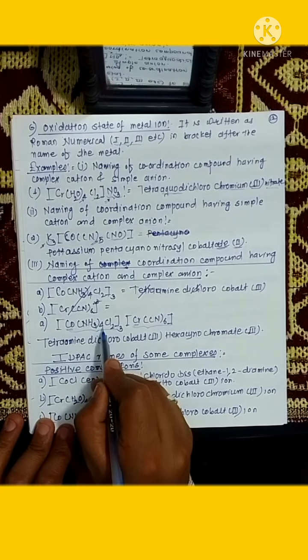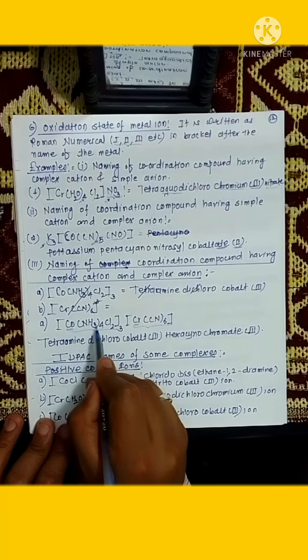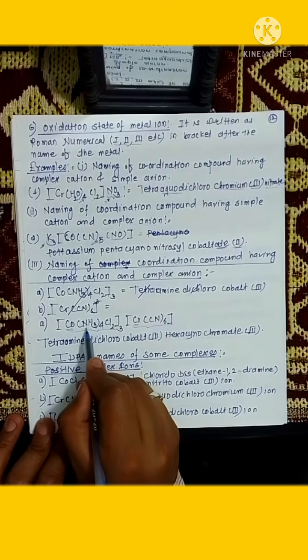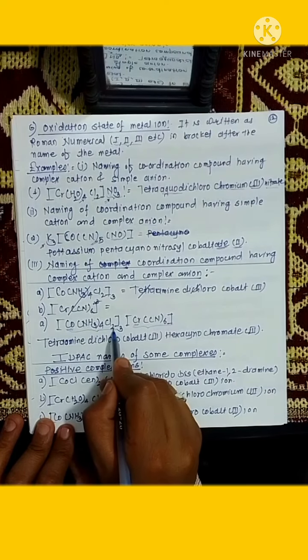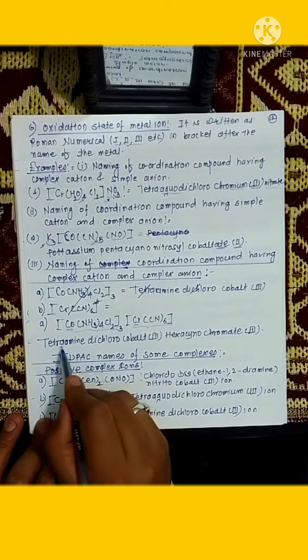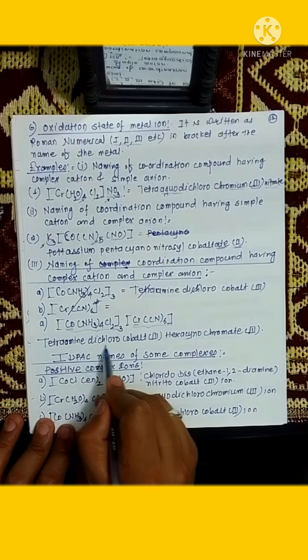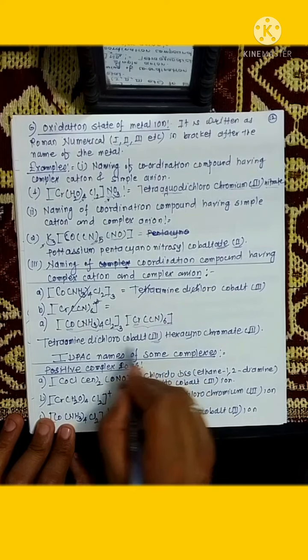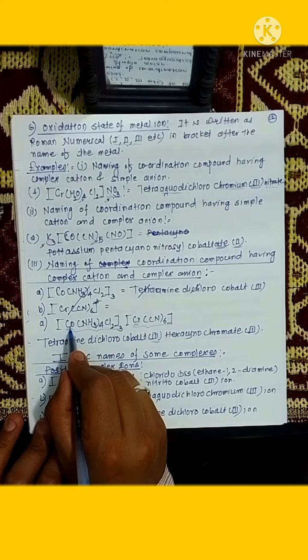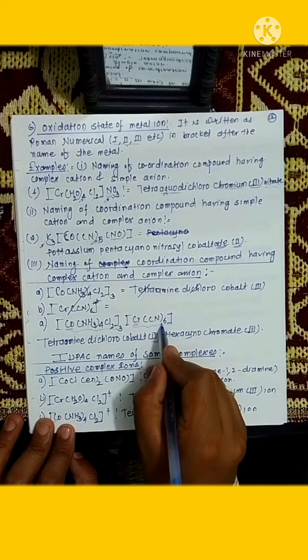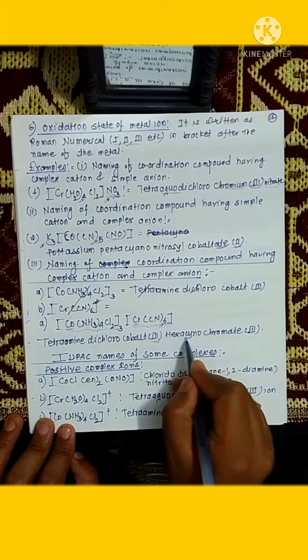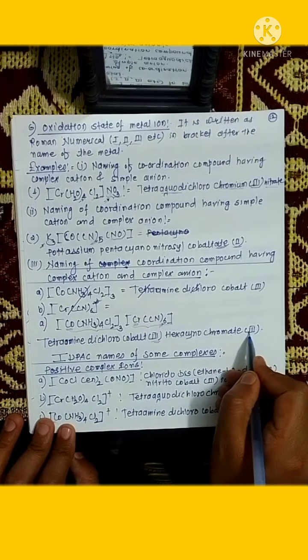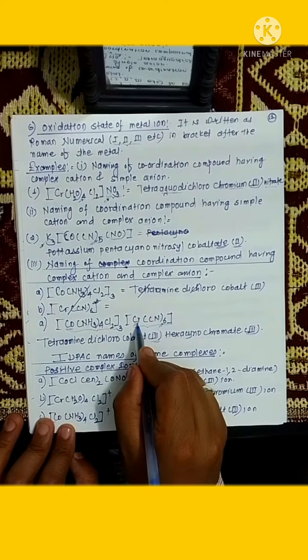Here cobalt is joined with 4 ammine ligands and 2 chlorine ligands. So it is written as tetraamminedichlorocobalt(III). In this case the oxidation state of cobalt is 3. Now here it is 6, so that's why hexacyanochromate, and here it is 3.